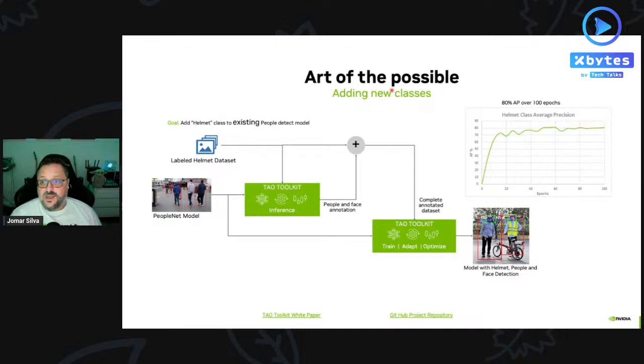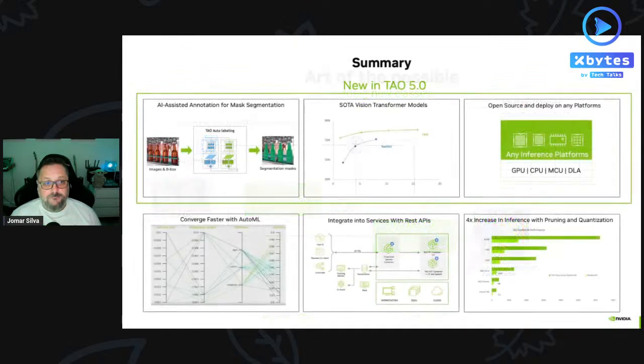As you can see, I can achieve over 80% of average class precision after 100 epochs. That is a really short training when we're talking about deep learning. The newest versions of Tau have some very interesting tools.